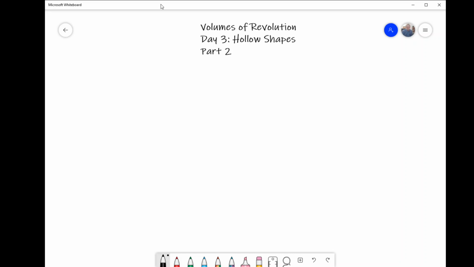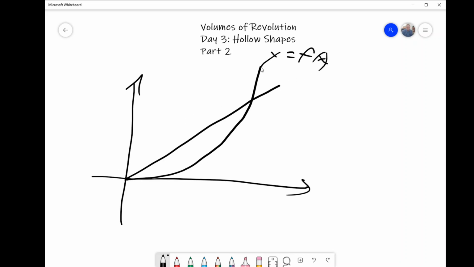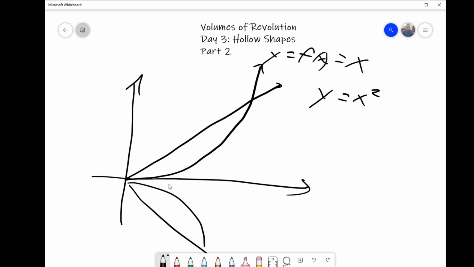So for our first example, we're going to go to a purely mathematical construct. Let's say we have the line y equals f of x, and the curve y equals, say, x squared. And we want to find the volume of the cone we'd have with the straight outside and curved inside if we were to wrap this in a volume of revolution around the x-axis.